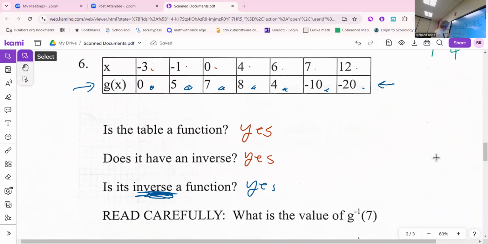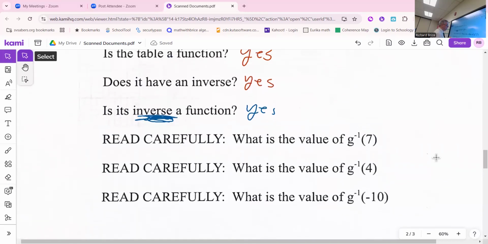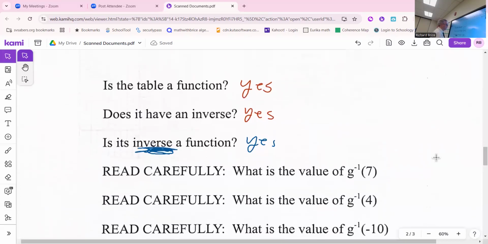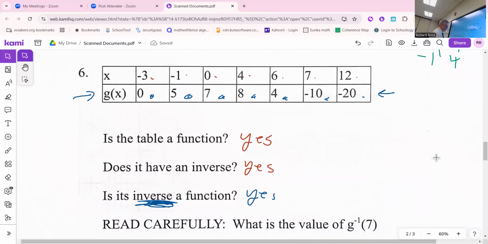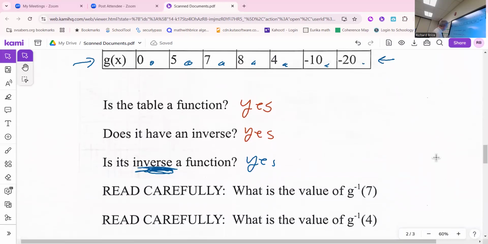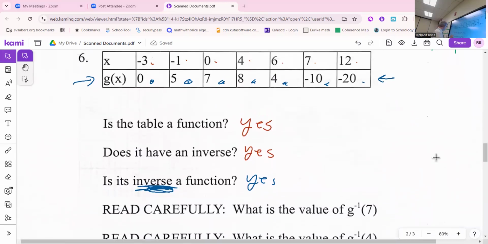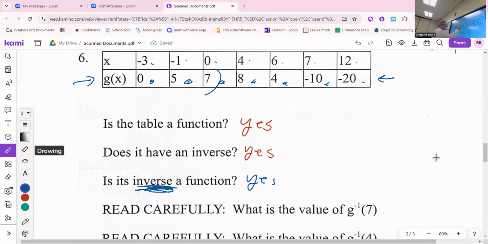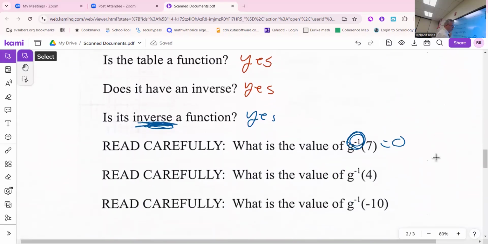Read carefully. What is the value of the inverse of 7? So here we go. I am going to look at 7. Since I'm talking about the inverse, I'm looking at that 7. Since I'm talking about the inverse right there, I look at the y's, and the answer is 0. For 4, I look at this 4, since I'm talking about the inverse, and it is 6.